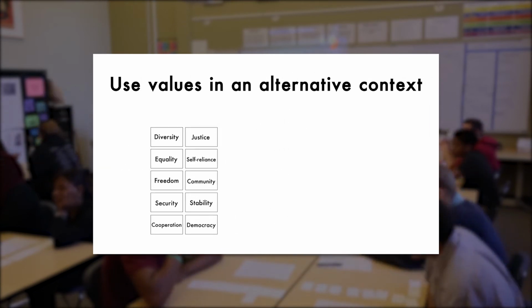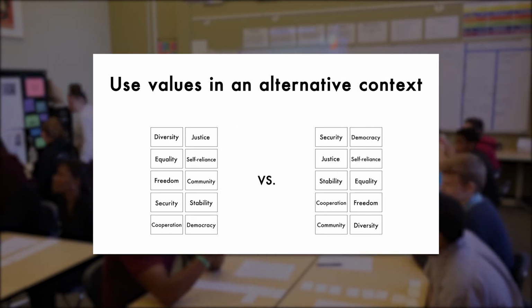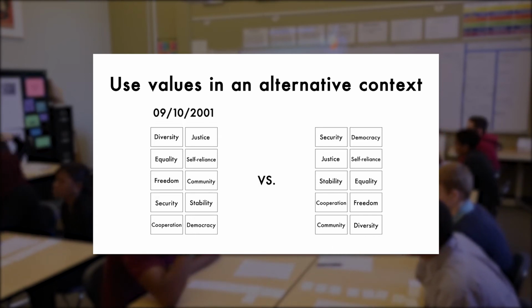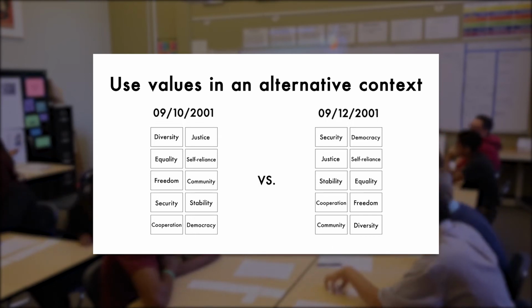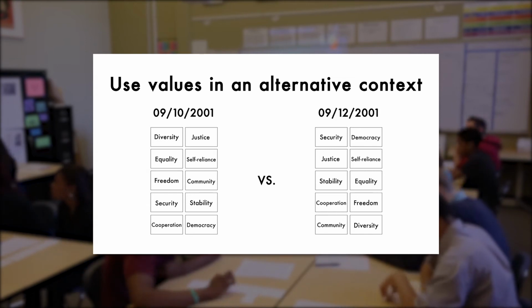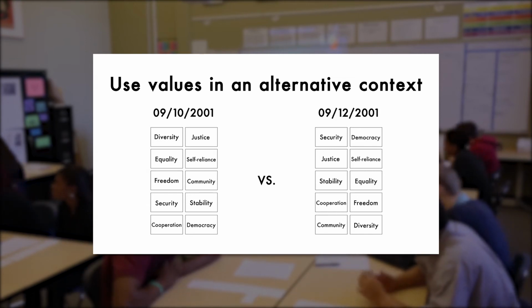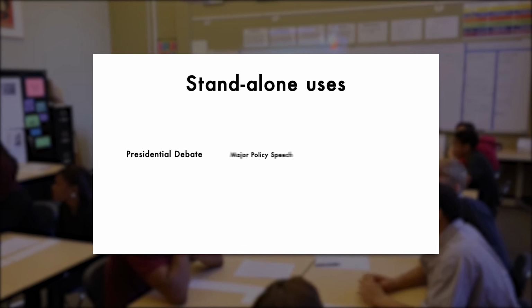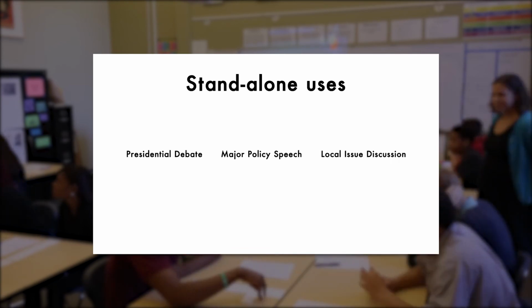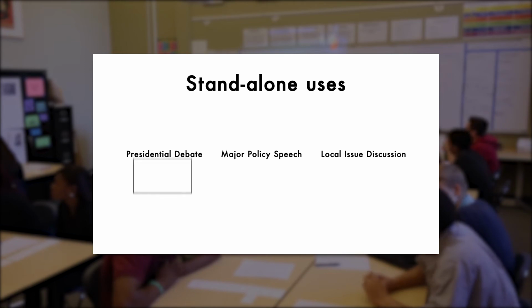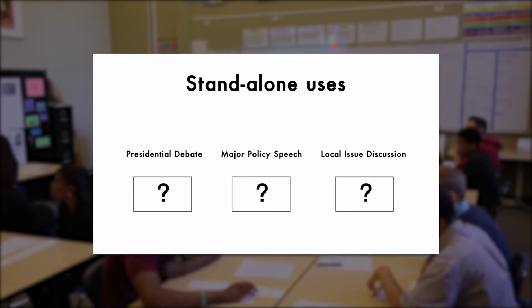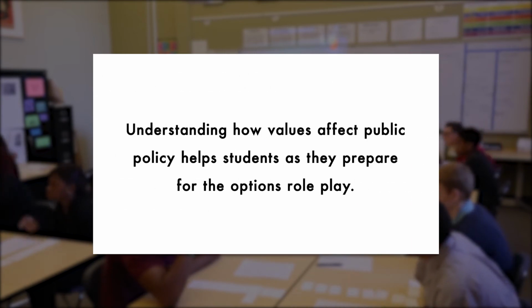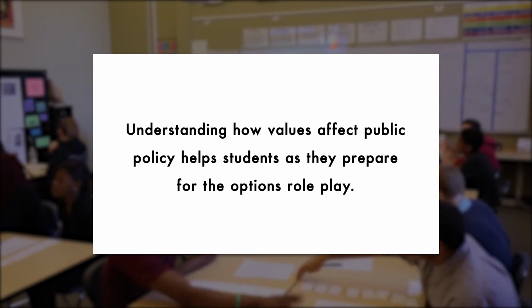Ask students to think about these values in a specific time or context and see how values change. For example, how would the ranking be different if the date was September 10th, 2001 versus September 12th, 2001, or during the French Revolution? The values cards can also be used on their own. For example, during a presidential debate, a major policy speech, or a discussion about a local city or town issue. What values did the students hear? How did the speaker define security? How about freedom? Understanding how values affect policy will help students as they prepare for the options role play.